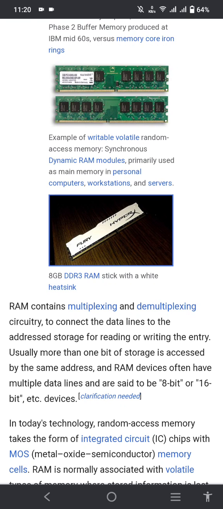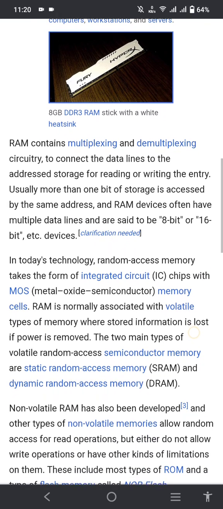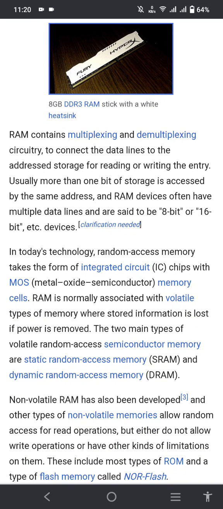Usually more than one bit of storage is accessed by the same address, and RAM devices often have multiple data lines and are said to be 8-bit or 16-bit etc. devices. In today's technology, random access memory takes the form of integrated circuit IC chips with MOS metal oxide semiconductor memory cells. RAM is normally associated with volatile types of memory where stored information is lost if power is removed.